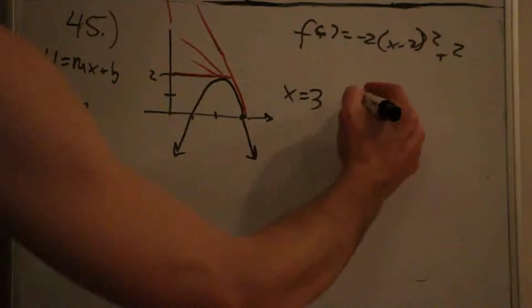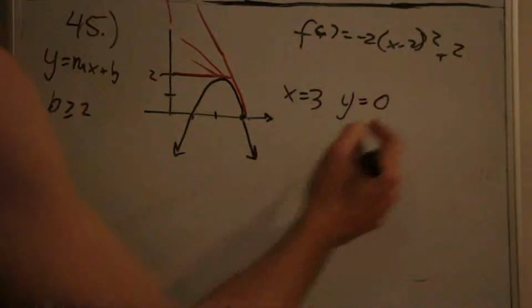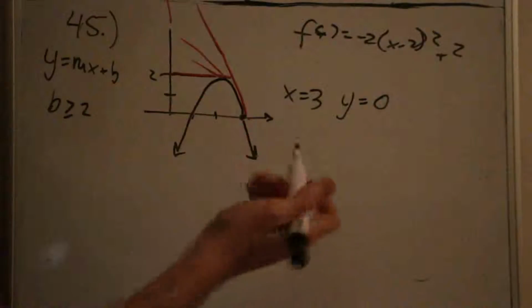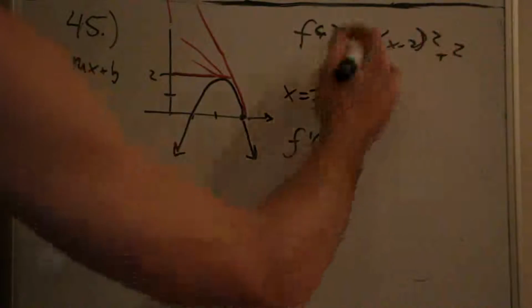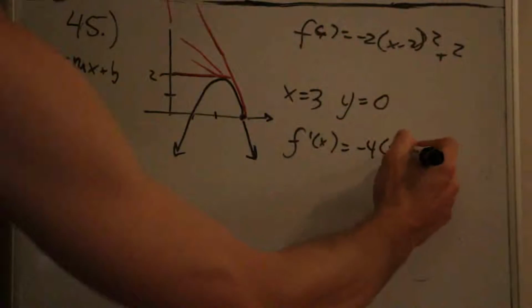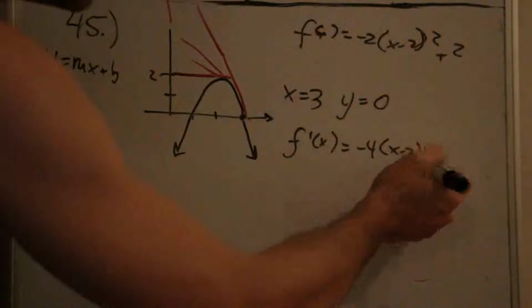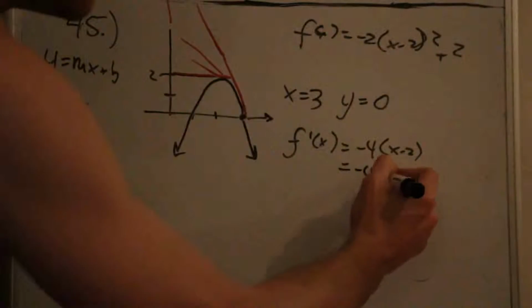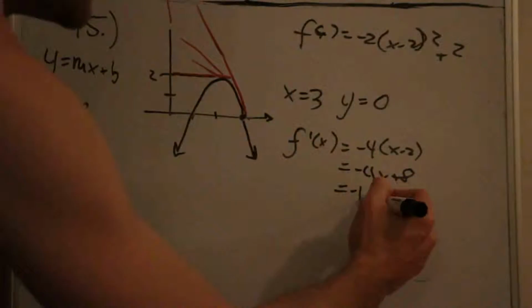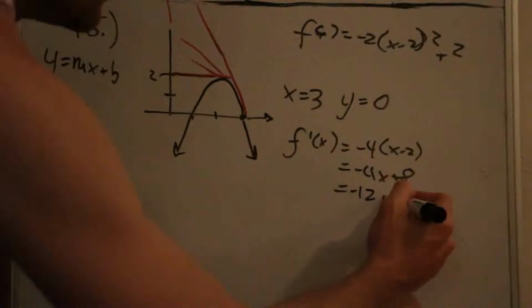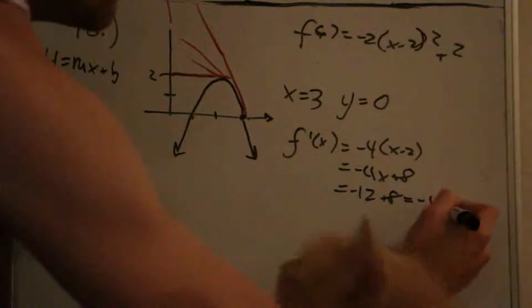Well, I know at that point x equals 3 and y equals 0, so I just have to find the slope. In order to find the slope, I find f prime of x, which equals negative 4(x minus 2) to the 1, and the derivative inside is just 1, so this becomes negative 4x plus 8. At x equals 3, the slope is negative 4 times 3, which is negative 12, plus 8 equals negative 4.